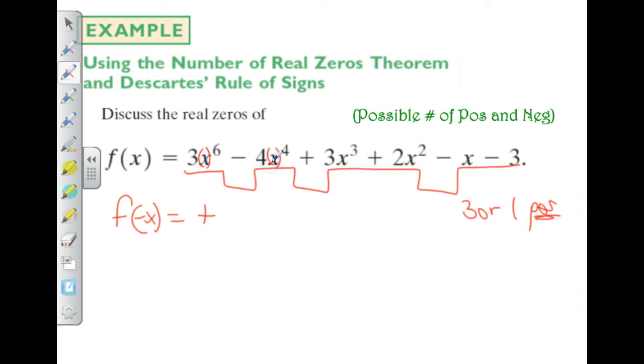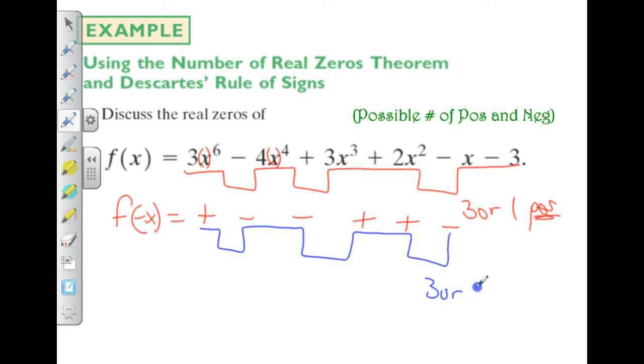This whole thing goes positive times a negative is negative. This is a negative. This is positive. Check my math here. Positive and negative. If I did it right, we'll count the flute-de-doops. 1 sign change, 2 sign changes, and 3. So this is also 3 or 1 negatives.